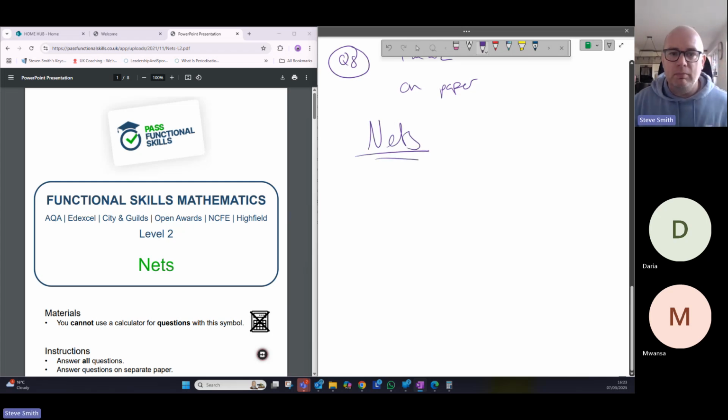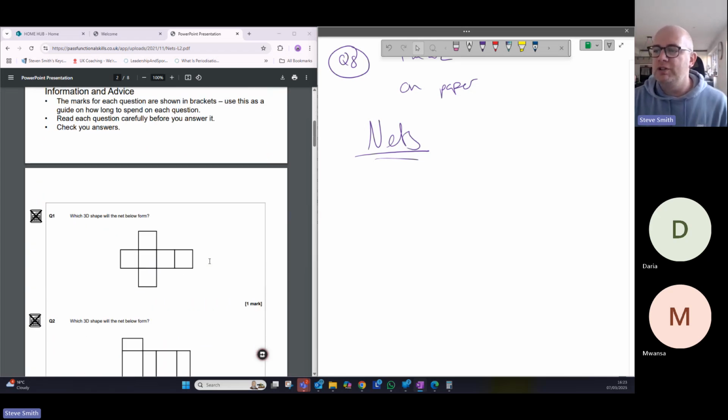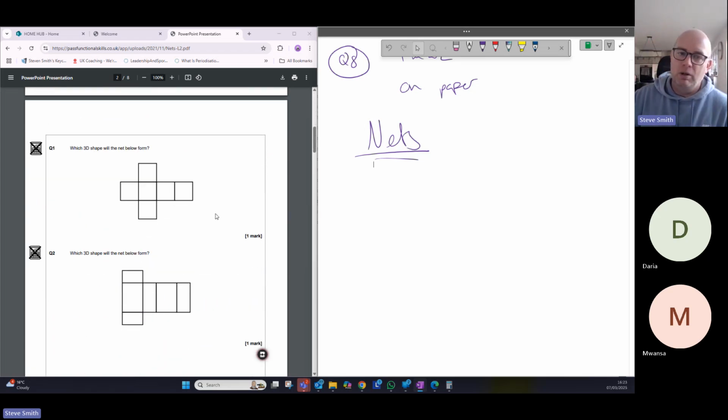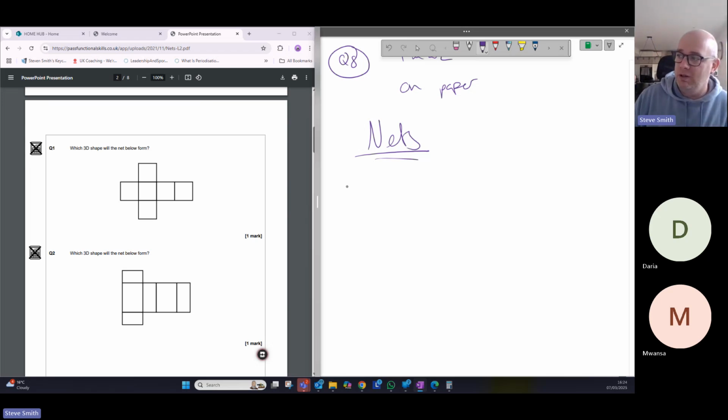It might be one question every other exam, but just because the topic doesn't come up very often doesn't mean it's not going to be in your exam. If you have a couple of attempts, you're going to see a net question or a question on 3D shapes. Shapes is a huge topic, so they can't give you one question on every little section. So if we look at that net, which 3D shape will the net come from?